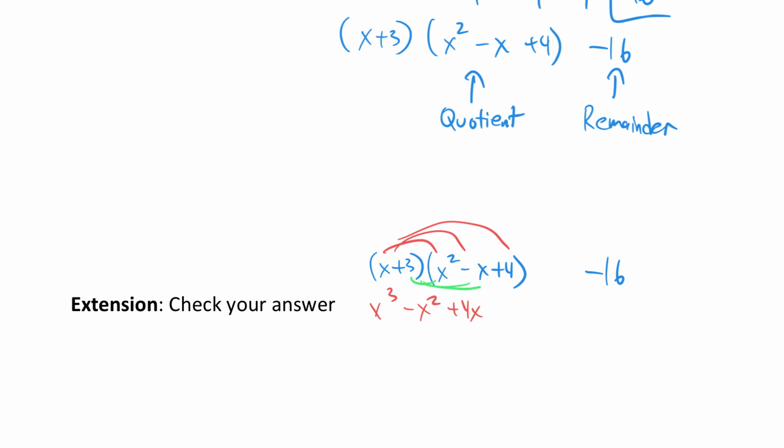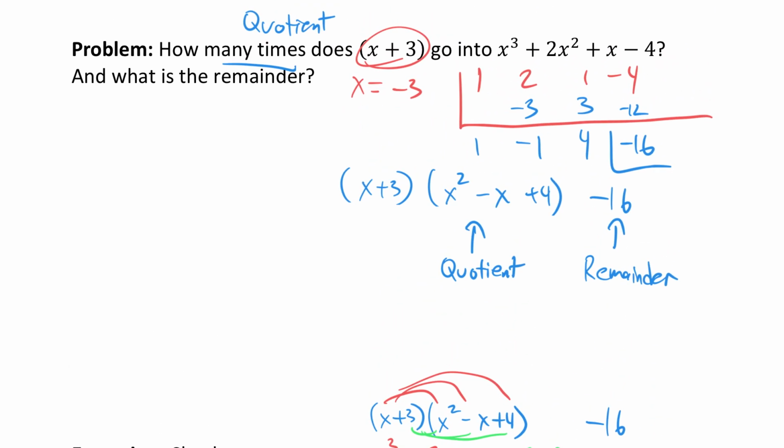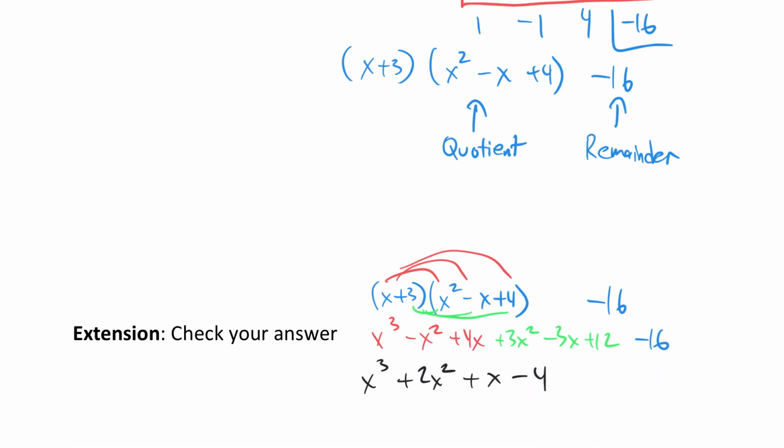Then we'll multiply in the 3, so plus 3x squared minus 3x plus 12 with our minus 16. So that's going to clean up to give us here x cubed plus 2x squared, and then plus x, and minus 4, which, if we take a look up here, is definitely the polynomial that we started with. So this is correct.